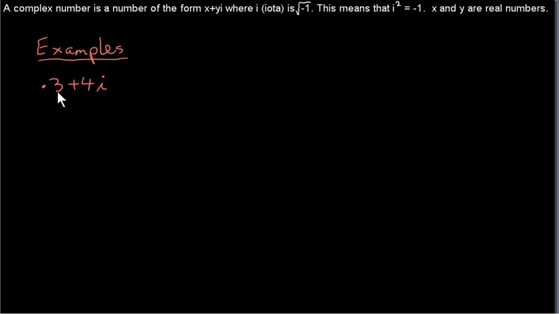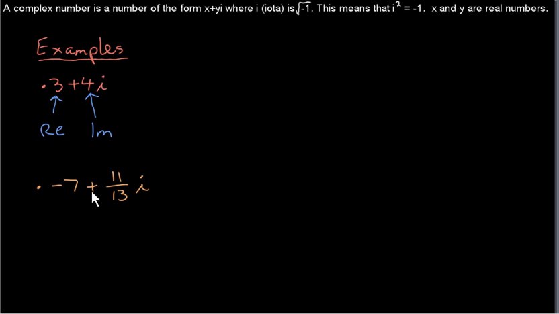Here is an example of a complex number. It's got the form x plus yi. x and y are real numbers. Here x is 3, y is 4. Both of these numbers are real numbers. So this is one complex number. It's made up of two parts. This part here is called the real part, written RE for short. And this part here, the coefficient of i, is called the imaginary part. This is written IM for short.